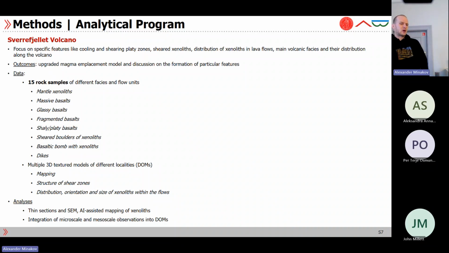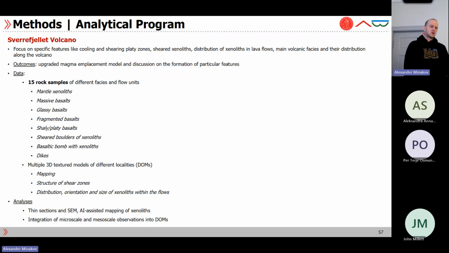This was accompanied by acquiring multiple 3D textured models of different localities, or digital outcrop models. You can discuss it with Raphael, and he will have a poster. We did it for detailed mapping of different structures, and also trying to delineate all these mesoscale structures within the particular localities.